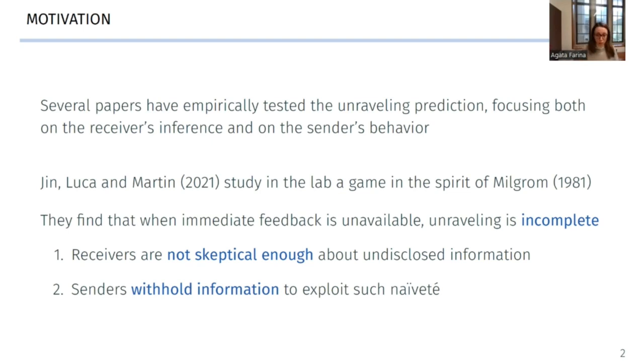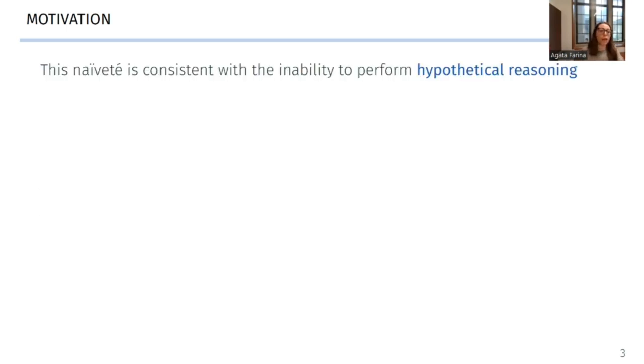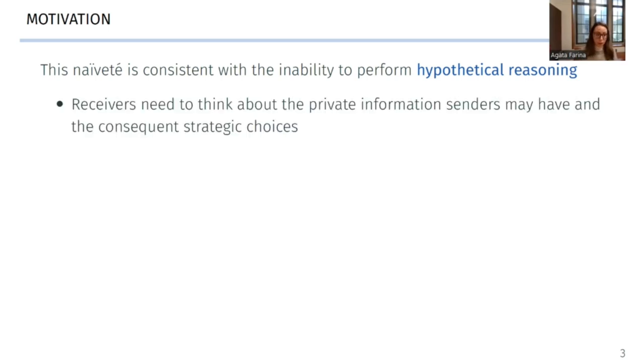There are two main reasons for the incompleteness of unraveling. First, the receivers end up being not skeptical enough about the undisclosed information. And second, the sender is able to exploit this naivete by optimally withholding information. The naivete of the receiver in this setting is consistent with the inability of the receiver to perform the hypothetical reasoning that is required to get to the pessimistic inference in the theoretical prediction.